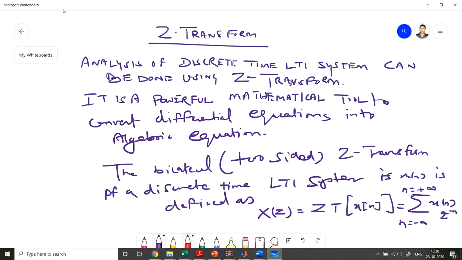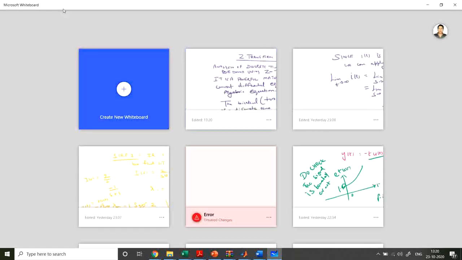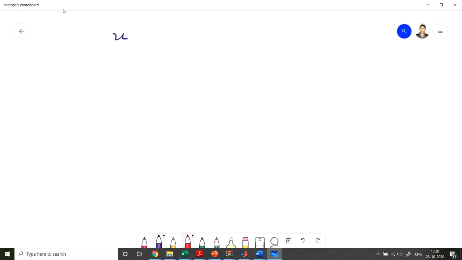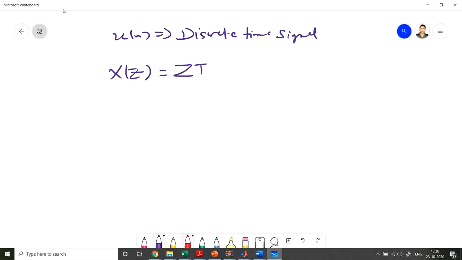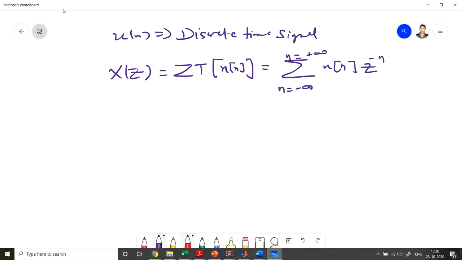So I am writing again: x[n] is our discrete time sequence, our discrete time signal, and the Z transform is given as X(z). By the definition, it is the summation from n equals minus infinity to n equals plus infinity of x[n] z raised to the power minus n.